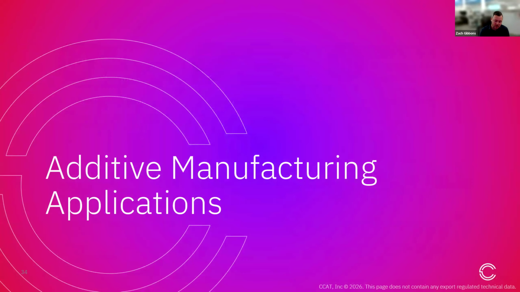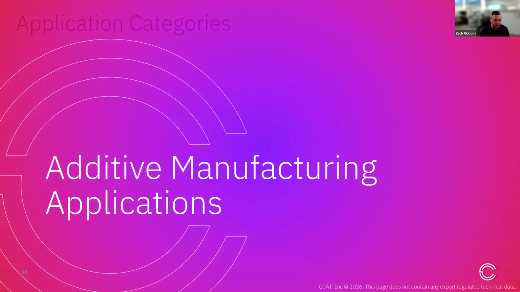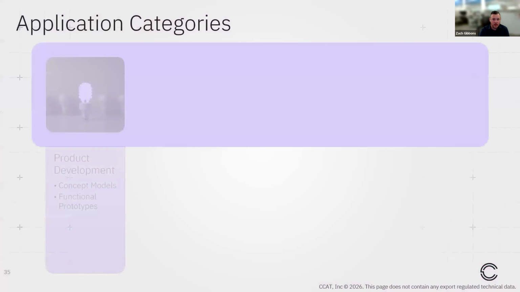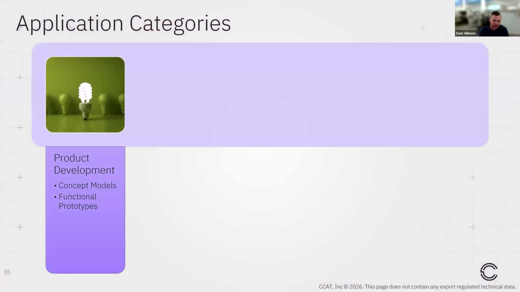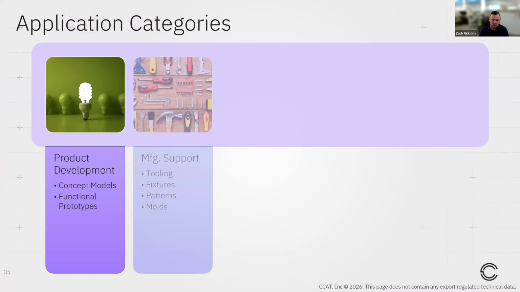So looking at applications of additive, these are a bunch of projects that CCAT has been involved with at some point. We can break down applications into categories, and I broke them down into product development, so things like concept models or functional prototypes. We can use it for manufacturing support: tooling, fixtures, patterns, molds, anything that basically helps our manufacturing process at the shop floor level. I would say this manufacturing support today is where every small business I've talked to looking at adopting additive manufacturing is looking to use it, right? So they're looking to bring in tooling manufacturing in-house.